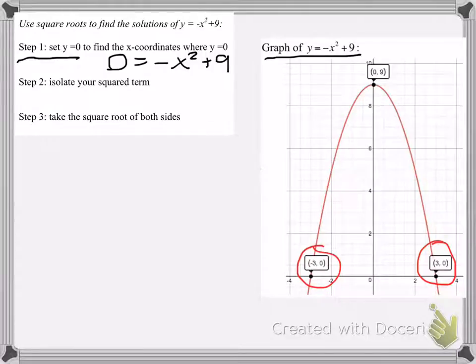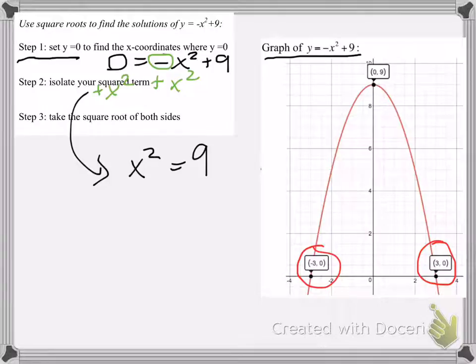So let's move this x squared over to the other side because I see here I have a minus x squared. So if I want to do the inverse operation of that, I could add x squared to both sides of my equal sign. And I'll put this down here. Then that's going to get us to x squared equals 9.